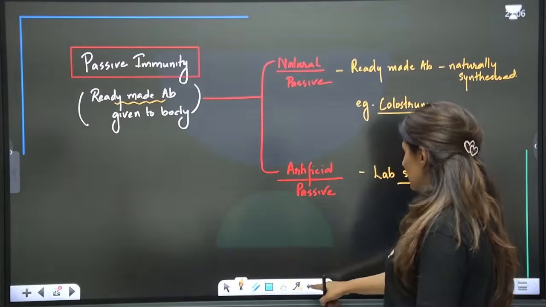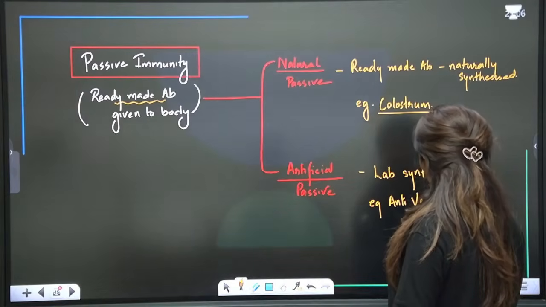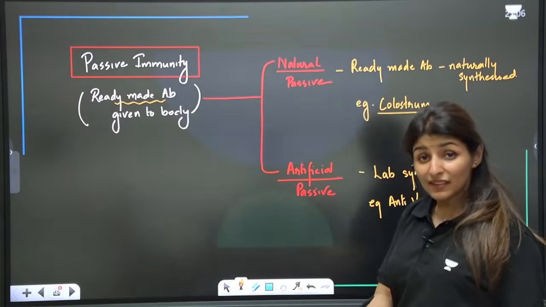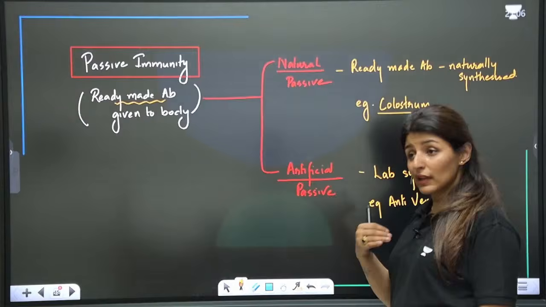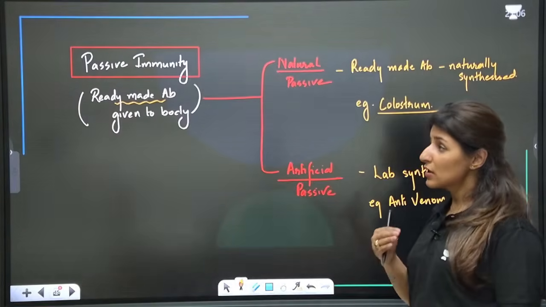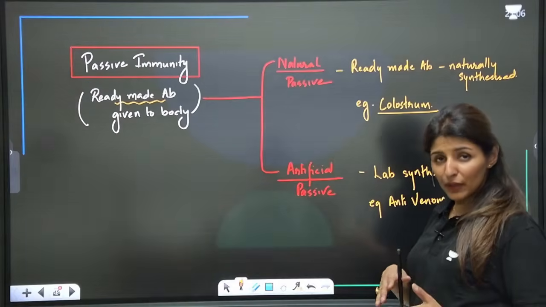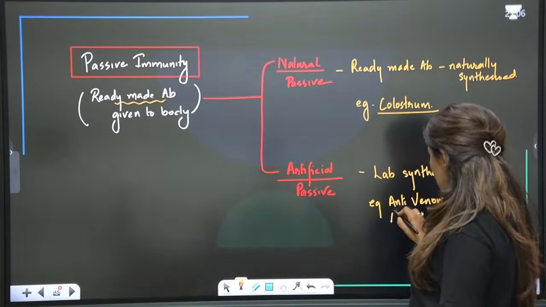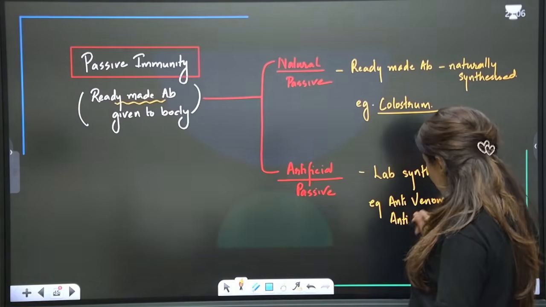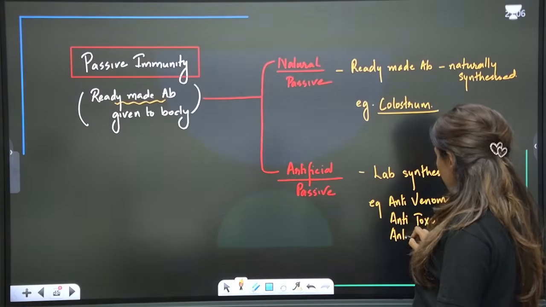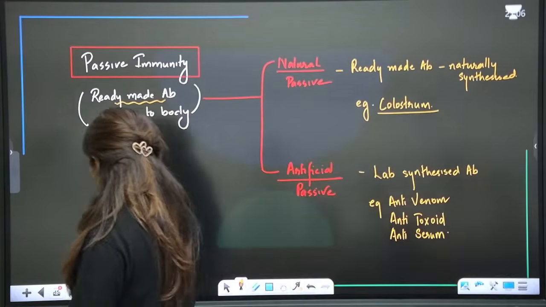For example, anti-venom. You can't wait for the body to synthesize antibodies. You have to act in an emergency, provide ready-made antibodies, or you get hurt and then you go for a tetanus vaccine, right? So in that case, it is not the pathogen which is made to enter. You're getting the ready-made antibodies, anti-toxoid. So basically, it is a tetanus anti-toxoid that you're getting, anti-serum. Is it clear? So this is about immunity.